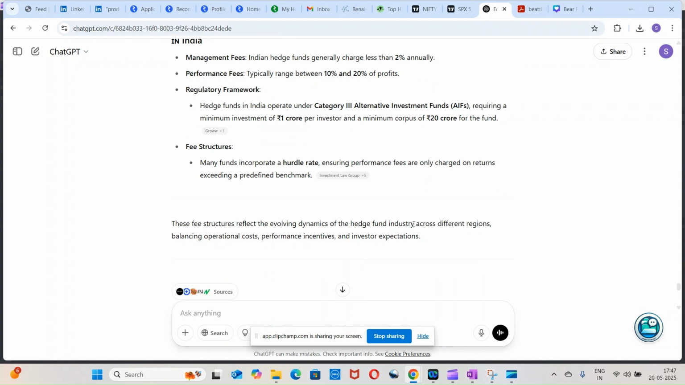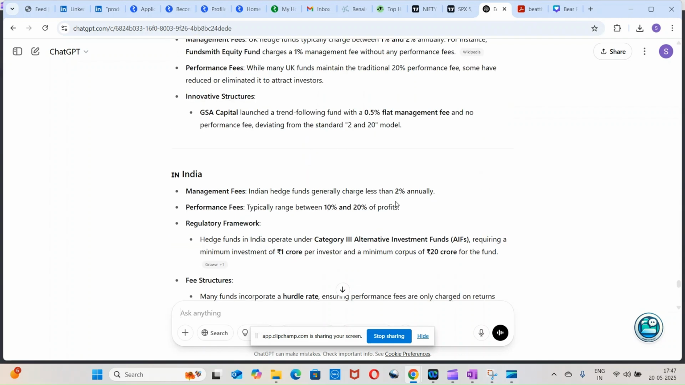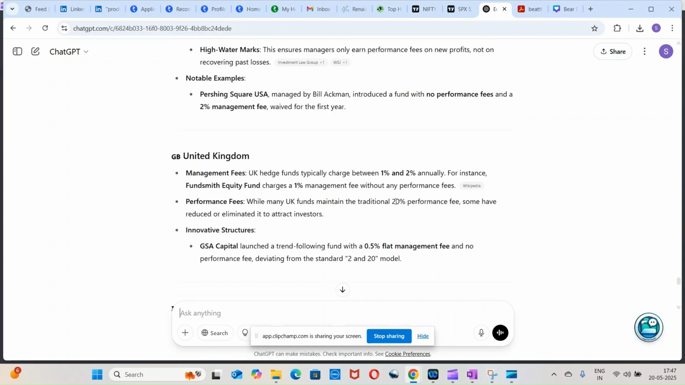Okay, so that is it, guys. So that's the fee structure for hedge funds. 2 and 20 is the traditional model, but there are some deviations. Sometimes they waive off the performance fees to attract investors. Sometimes they even reduce the annual fee to attract investors. And yeah, we have covered the US, UK, and India fee structures for hedge funds.